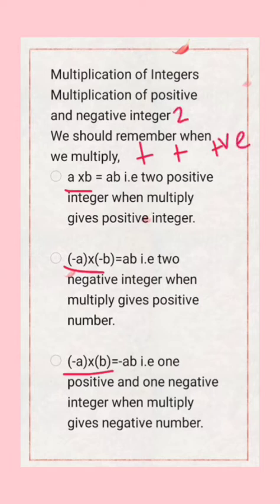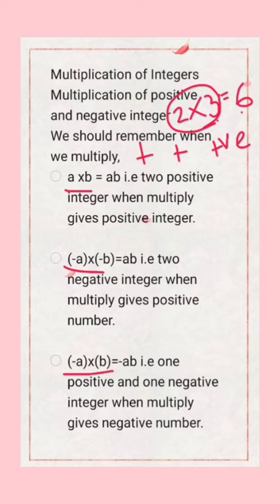Let's say 2 3s are... 2 and 3 both are positive. So what's your first step? First you are going to multiply them. 2 3s are 6, and then you are going to decide your answer's sign based on your question. Both are positive, hence your answer is also positive.